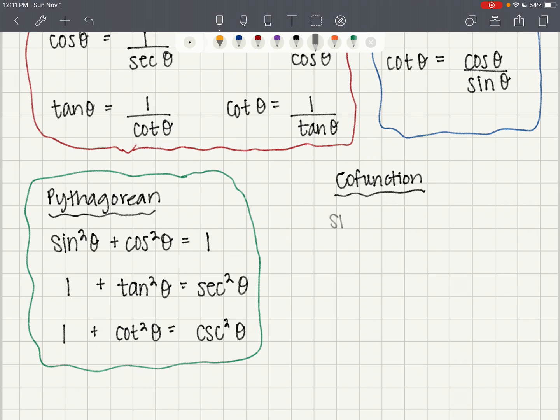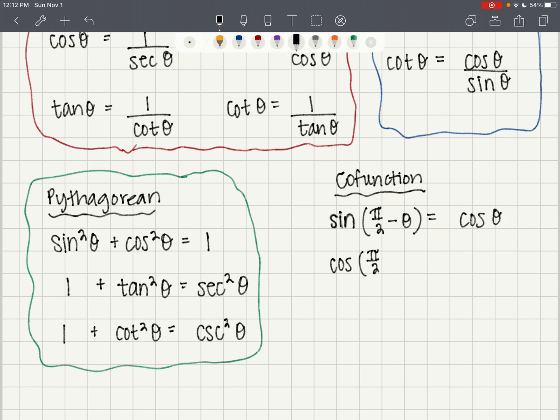We've got the sine of pi over 2 minus theta is equal to the cosine of theta. So in the upper left-hand corner of the flashcard, you'll put cofunction. Then in the middle, you'll put sine pi over 2 minus theta, and on the back side, cosine of theta.